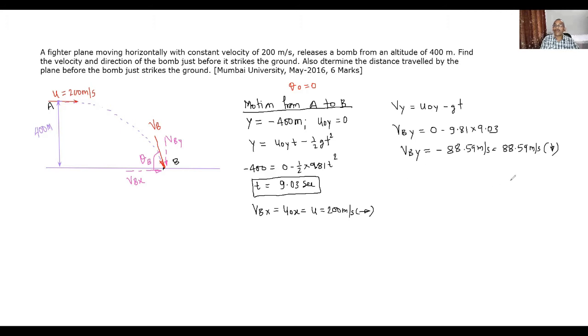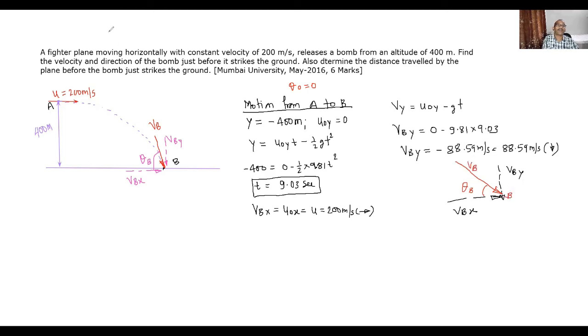Now you know both components, Vbx and Vby. Here this is Vby, and the horizontal component is Vbx. These both components are known. That means the resultant velocity Vb is something like this. We will represent it like this, and its inclination where it strikes at B, I will write as theta b, and this velocity is Vb.